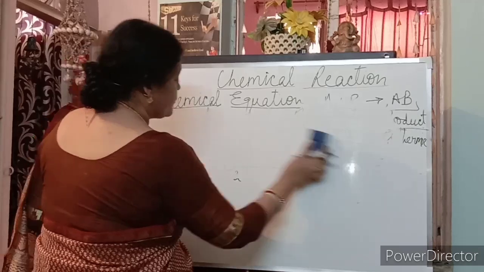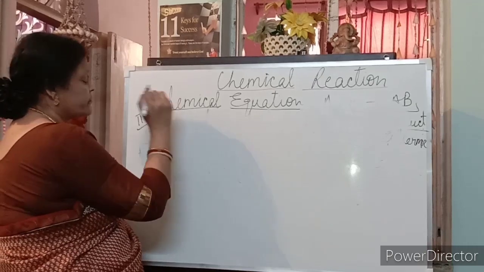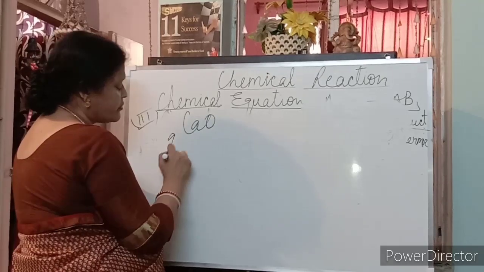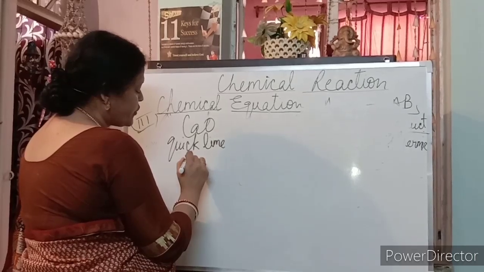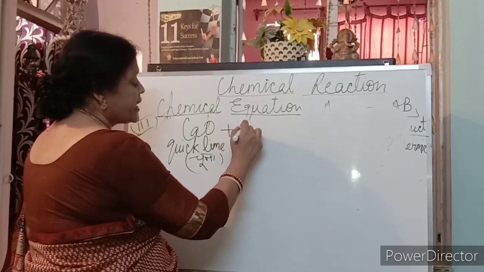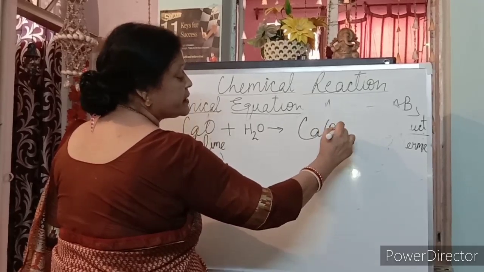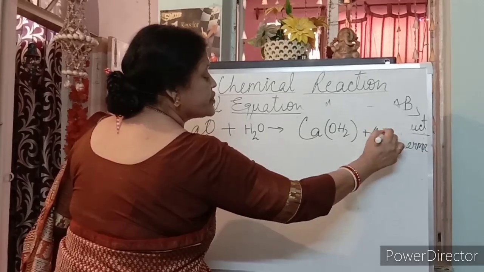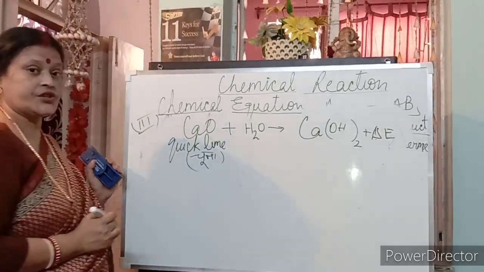Now, the third example, which is very, very important from the point of view of your exams, is the whitewashing reaction. What happens in this reaction? Suppose calcium oxide. What is calcium oxide known as? That is quicklime, which is also known in Hindi as chuna. Now, when calcium oxide reacts with water, it forms calcium hydroxide plus delta energy is released.